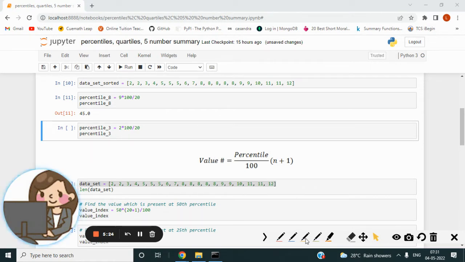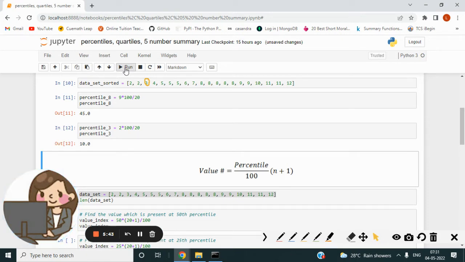Okay, now if we want to find the percentile of 3, okay, 3 is over here, right? Percentile of 3, what we do, number of values below 3 is 2, so we do 2 into 100 upon 20. Okay, so again, when we run it, we get the value as 10. So which means that the 3 is at the 10th percentile. Okay, so that is how we find the percentile value from a data set.